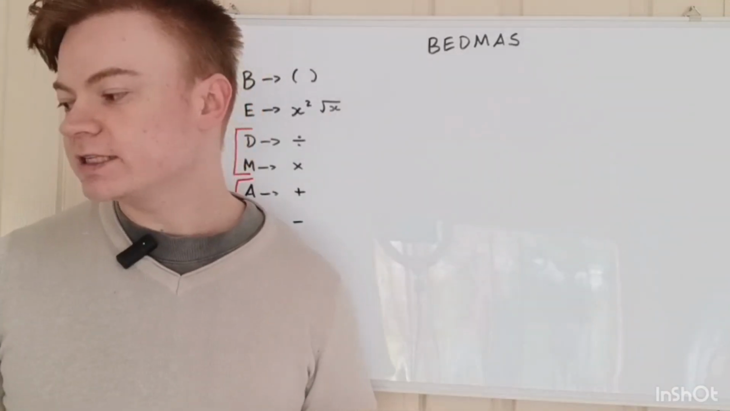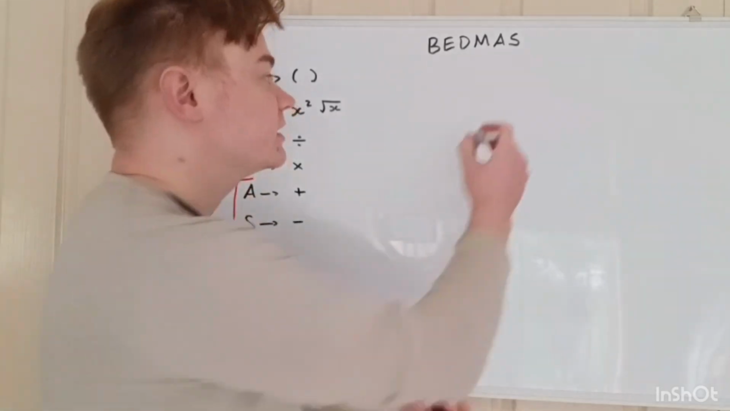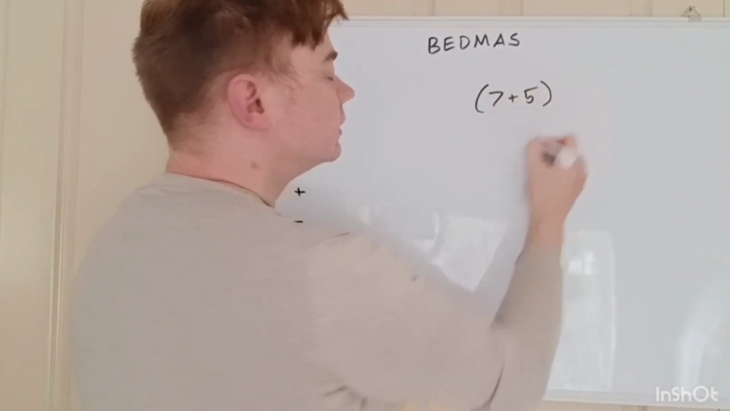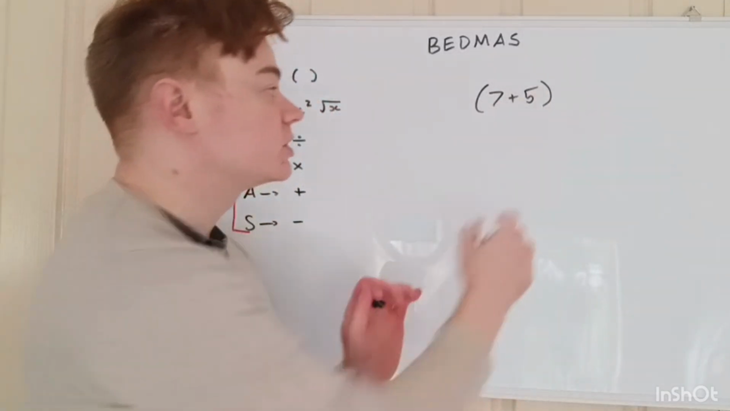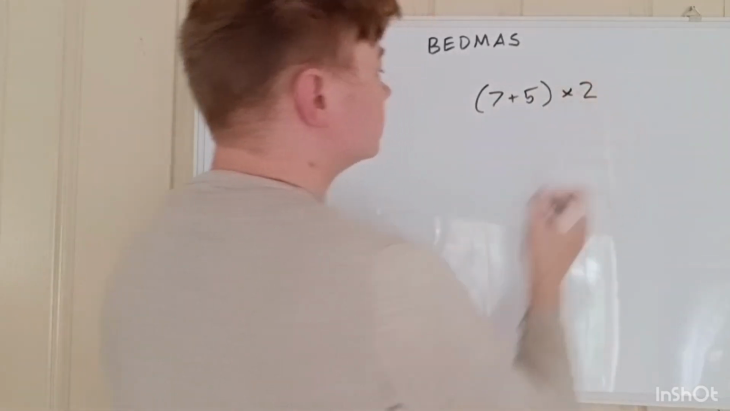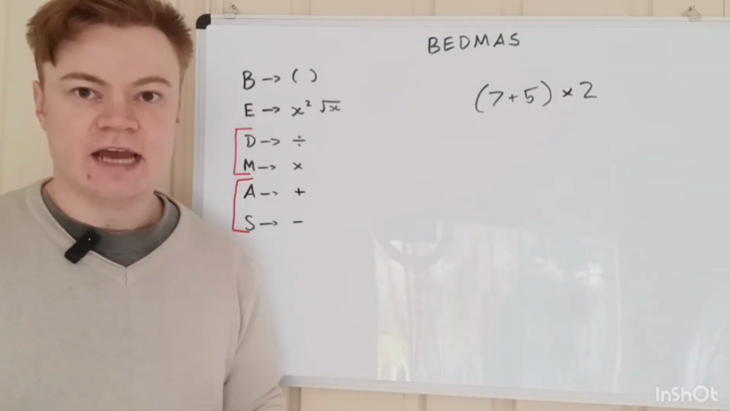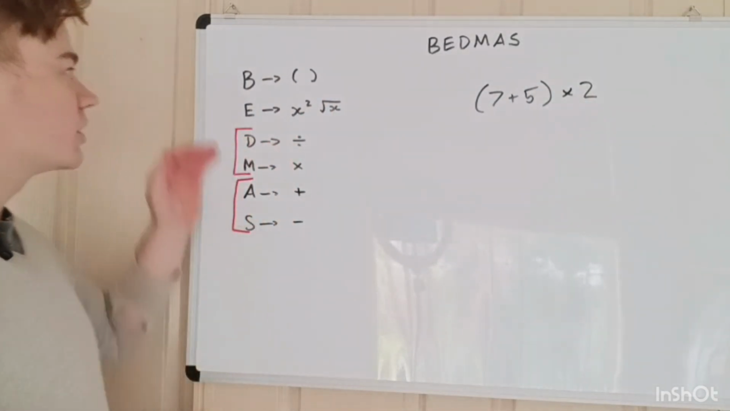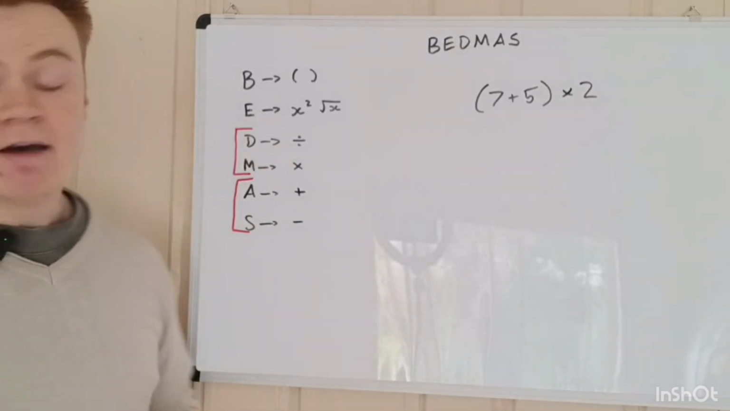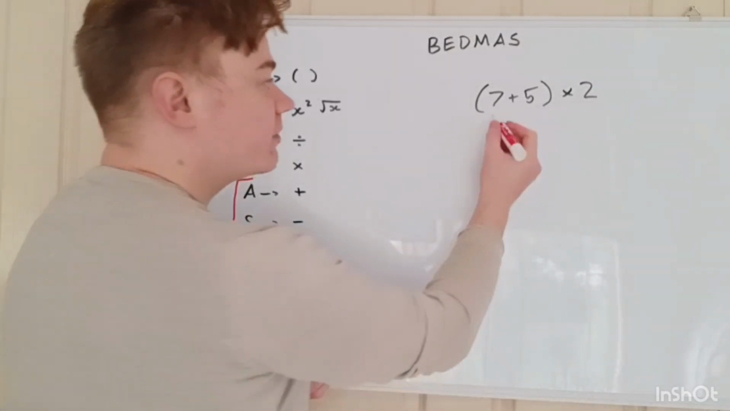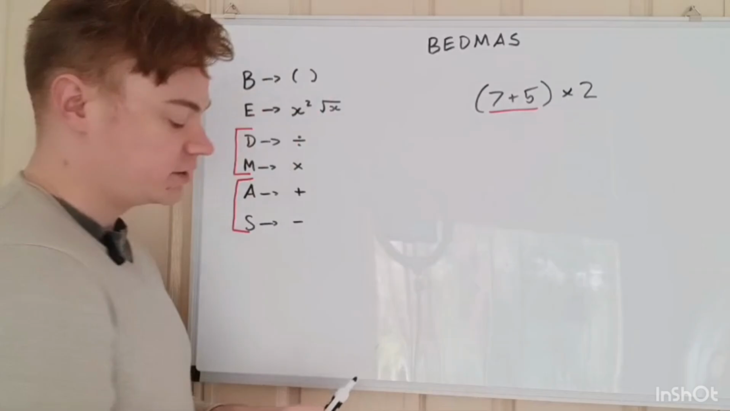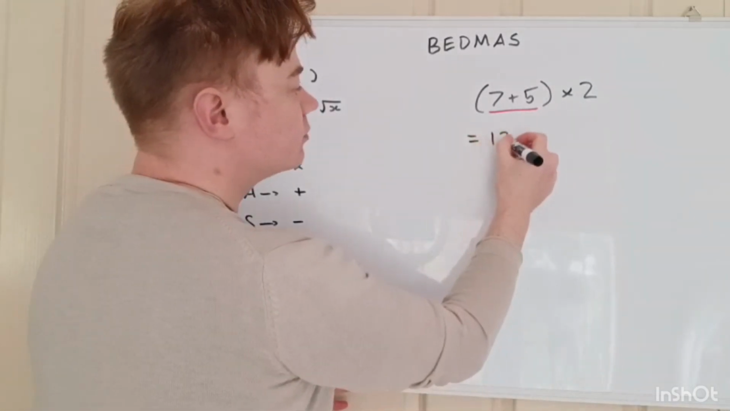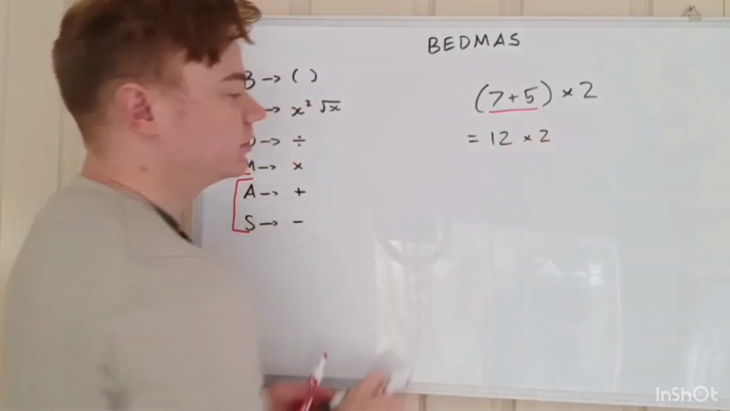Okay, so the first example is going to be 7 plus 5 in brackets and then times 2. So let's go down our BEDMAS line, if you like. So B stands for brackets. Do we have any brackets? Well, yes. We have in brackets 7 plus 5. So that's what we do first. 7 plus 5 gets us to 12, so we have 12 times 2.